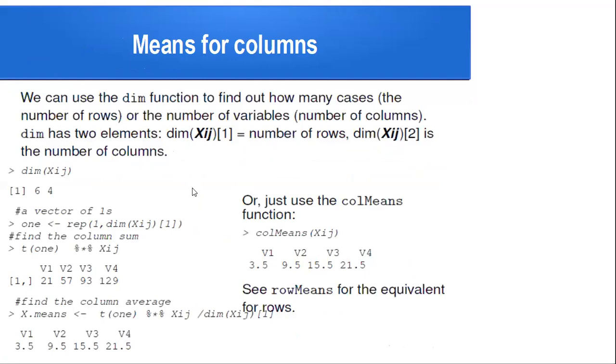To find the means for columns, we can use the dim function. The dim function is used to find how many cases or the number of variables. সেটা আমি dim function দিয়ে জানতে পারি. Dim of the xyz matrix has two elements: dim xyz first is the number of rows, and dim xyz second is the number of columns. তার মানে dim দিয়ে কটা কলাম কটা রো আছে সেটার ভ্যালুটা আমি বের করতে পারি. This is the following example showing the dim function. Dim xyz, একটা রো বেরোবে, কলাম বেরোবে.